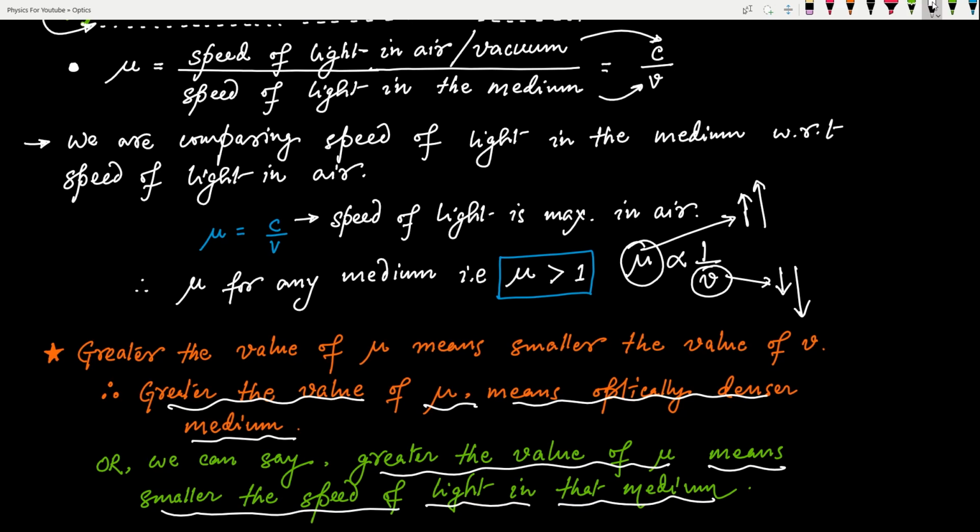And since the speed of light is smaller, we can say that the medium is denser. So again, I'll wrap it up by saying that the greater the value of mu, the more optically dense the medium. I hope now you can understand how refractive index is used to measure the optical density of a medium. This is how we measure the optical density of the medium, and the term that is used to measure it is known as refractive index.